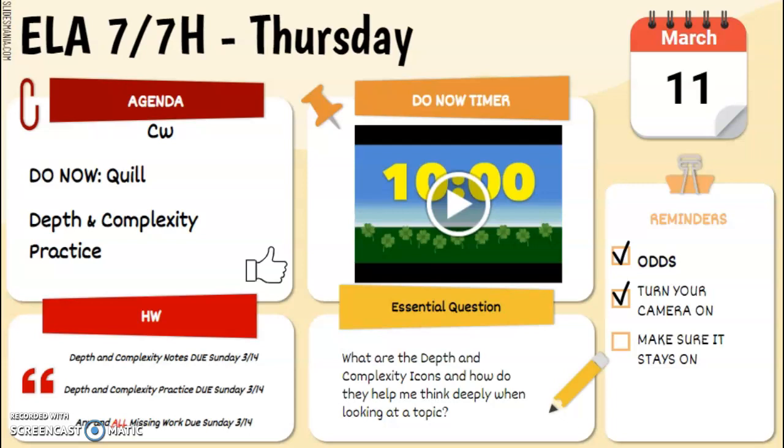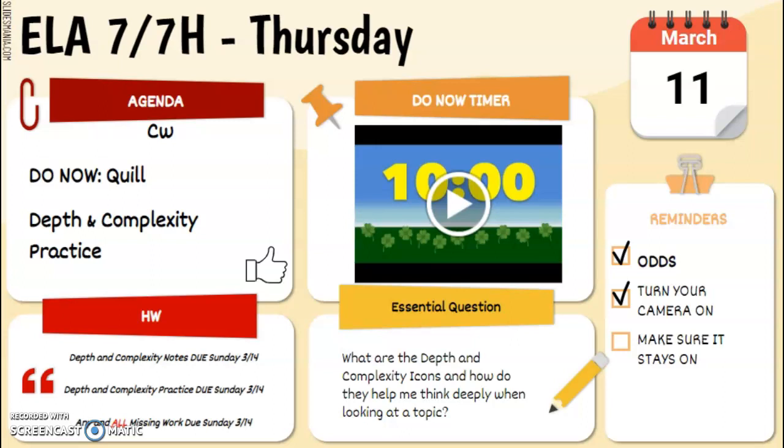Hi everybody, so this is going to be our daily agenda for Thursday, March 11th. Reminder, today is odds. Make sure you're also keeping that camera on and make sure you're also turning in any and all missing work. We have quite a bit of missing work, especially for our 3-4 class, so make sure you guys are getting that in. You guys have plenty of time in class to be able to work on these assignments.